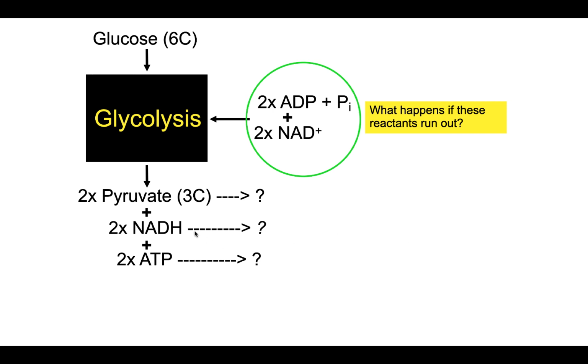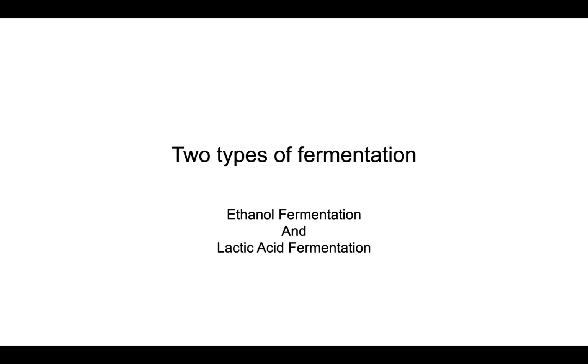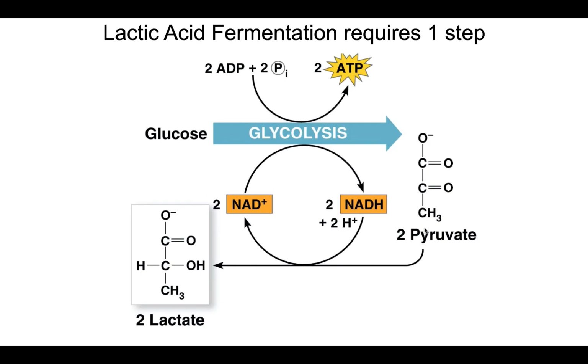And so that means it's just building up and building up. We're running out of NAD+, and eventually even glycolysis would stop in the absence of oxygen. But fermentation provides an alternative pathway to recycle NAD+ in the absence of oxygen. And there are two types of fermentation, two sets of reactions that allow cells to oxidize NADH in the absence of oxygen. The first is lactic acid fermentation.